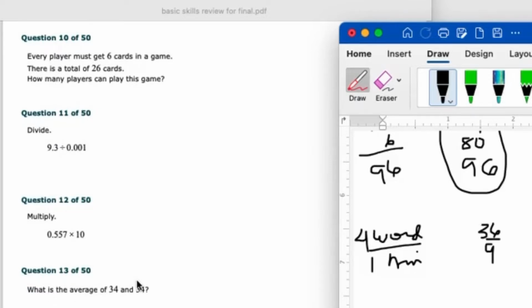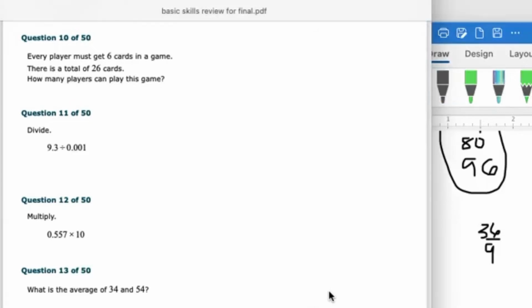Every player must get 6 cards in a game. There are a total of 26 cards. How many players can play this game? What are we going to do, guys? We're going to just divide, aren't we? How many times will 6 go into 26? 4, right? So the answer to that one is 4. Only 4 players can play that game because the 5th player would not have enough cards.